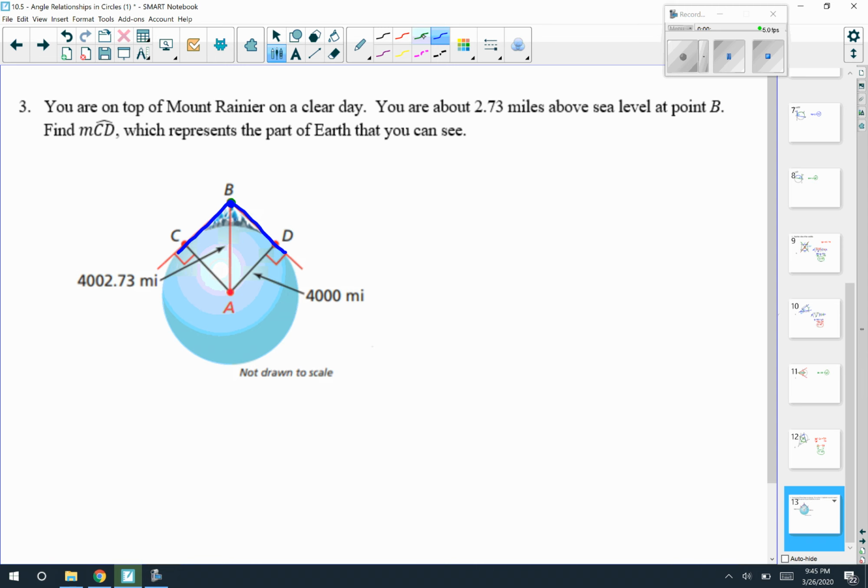Now, what we have to find is the measure of the arc CD. My first thought is, if I can figure out this central angle, that central angle is going to have the same measure as that arc. So the question becomes, how are we going to figure out that central angle?